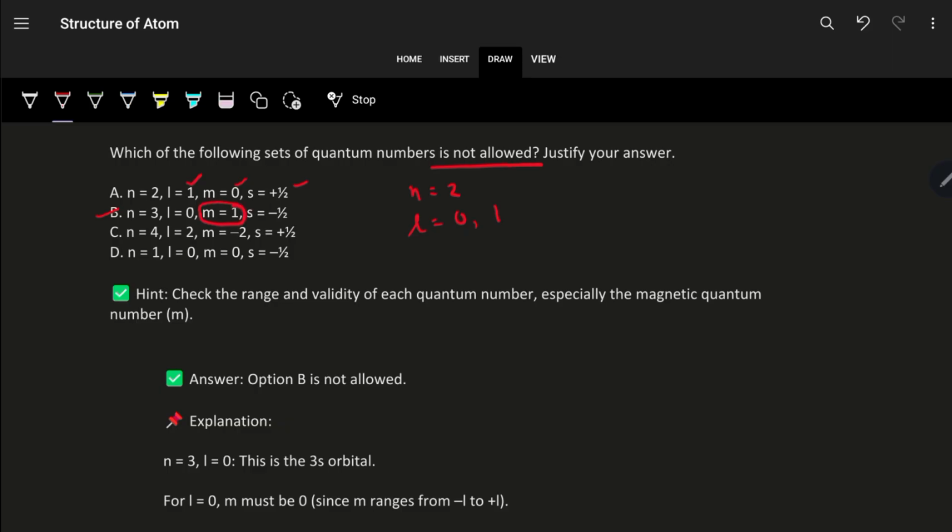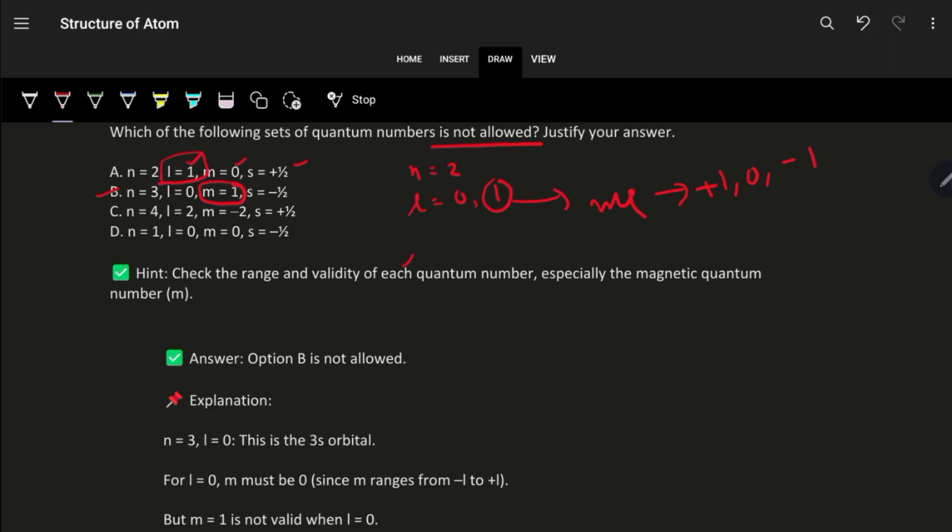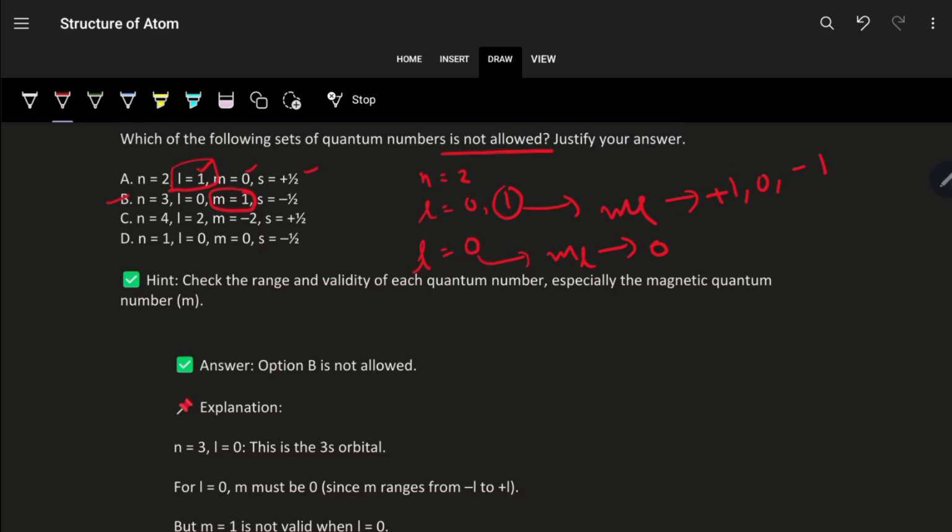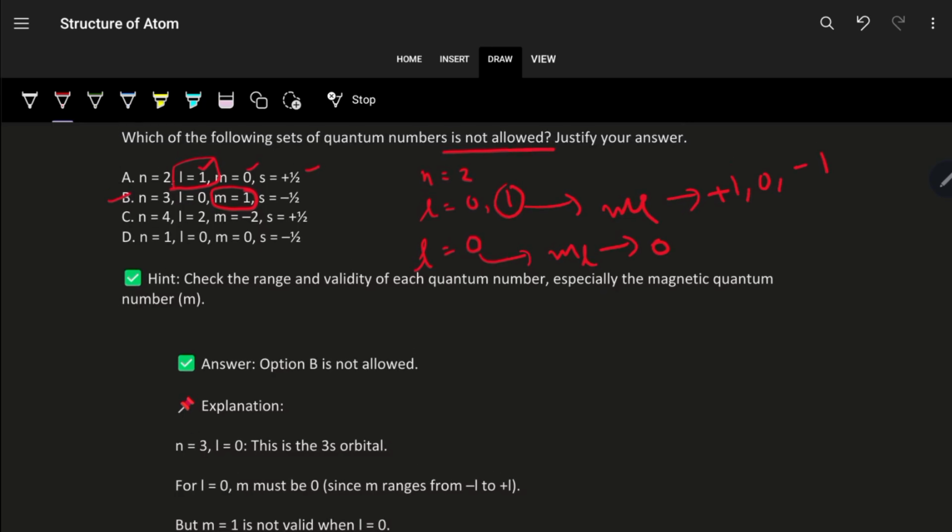See, here when it was l equal to 1, ml can have values +1, 0 and -1. So ml value equal to 0 was allowed. But here if l is equal to 0, for this ml can have value only 0. So this is not allowed. Okay. So it was not the same set of quantum numbers. It is the concept on magnetic quantum number.